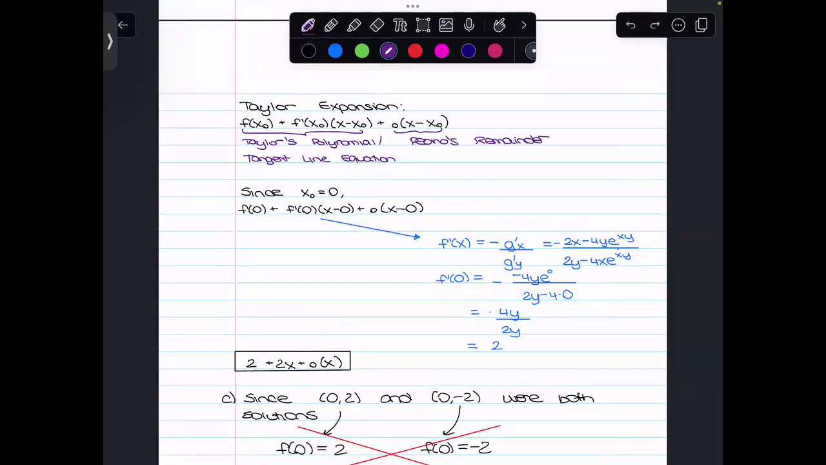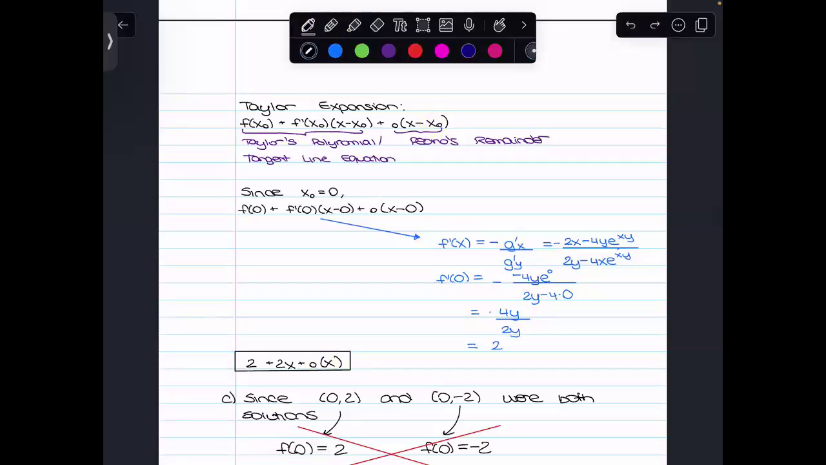Do we always have to write Peano's remainder? Like the name, you mean? No, as in when we're finding the Taylor expansion. Yeah, you just need to write this, little o of x at the end. Oh, okay. So you don't need to mention it's Peano's remainder or anything. It was just to know. And then you just plug in x0 here, and it simplifies.